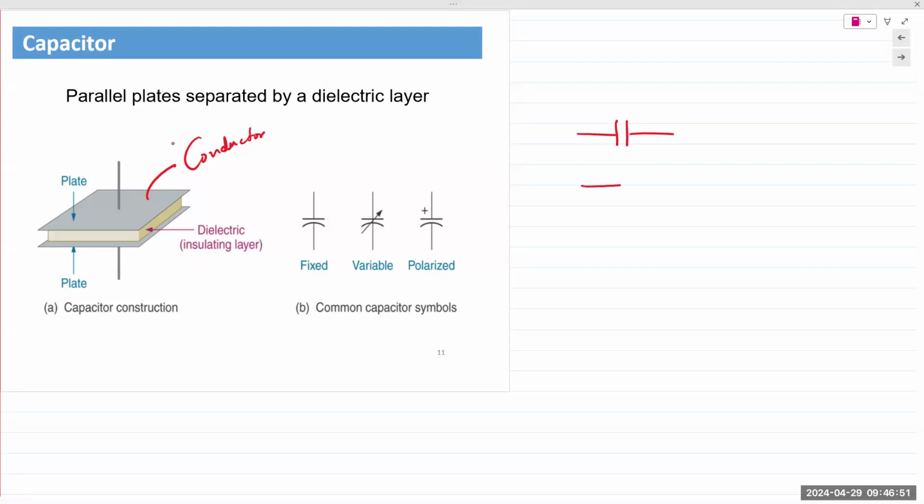Sometimes you might have a concave symbol like this one. If there's an arrow through that capacitor, it means the value is variable. And this is true of all components. You could have a resistor that has an arrow through it. It means it's a variable resistor. You can have an inductor that has an arrow through it. It also means the value is variable. So an arrow through a component simply means the value is variable.